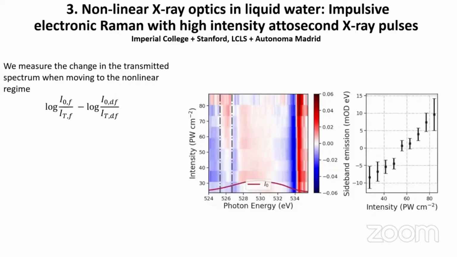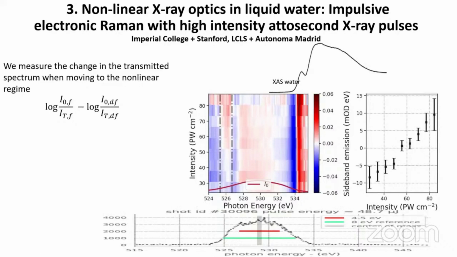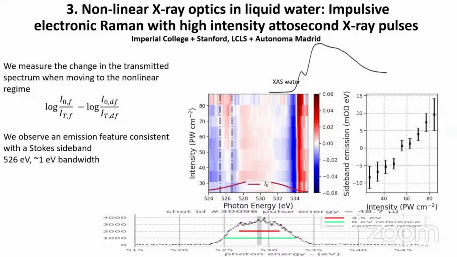So what we see are things you would expect to see. This corresponds to the X-ray absorption edge, but down here, about 8 eV below the X-ray absorption edge, we see a feature coming up in the higher intensity shots. And this is exactly what we'd expect to see. This actually corresponds, as I'll show you in a minute, to what you would expect to see in an ordinary RIXS spectrum for liquid water. So basically, the bandwidth of the pulse is sufficient that it's spanning across the band of the absorption in water, and we observe an emission feature consistent with the Stokes sideband, which is this one here, which is growing in with intensity.